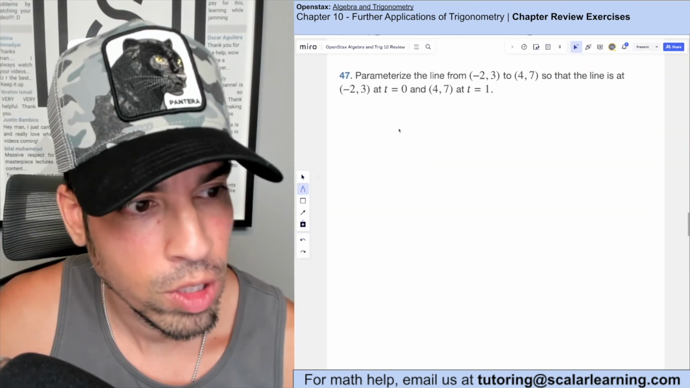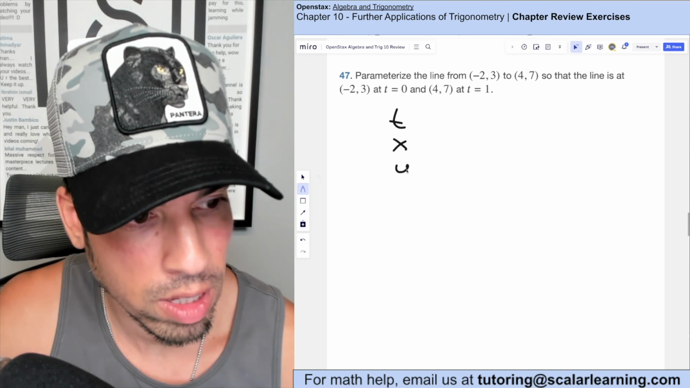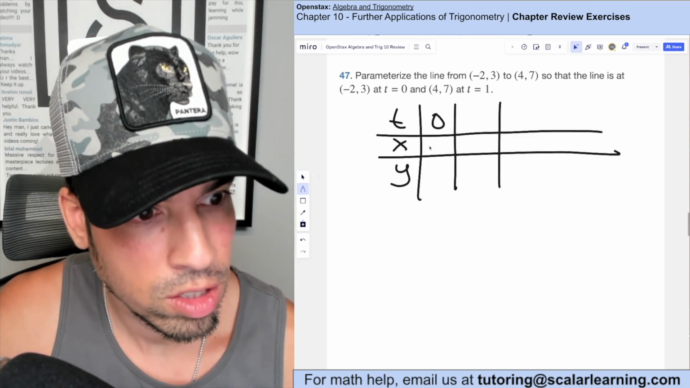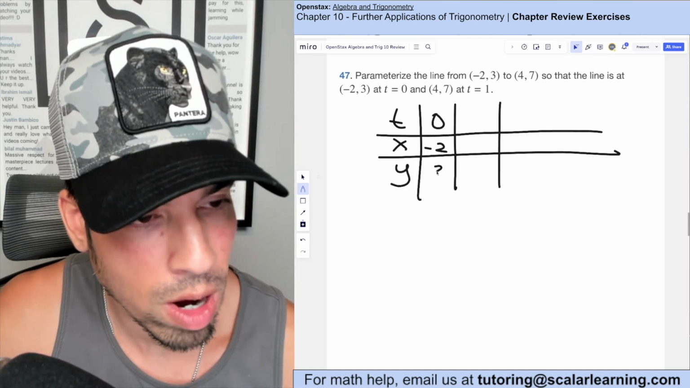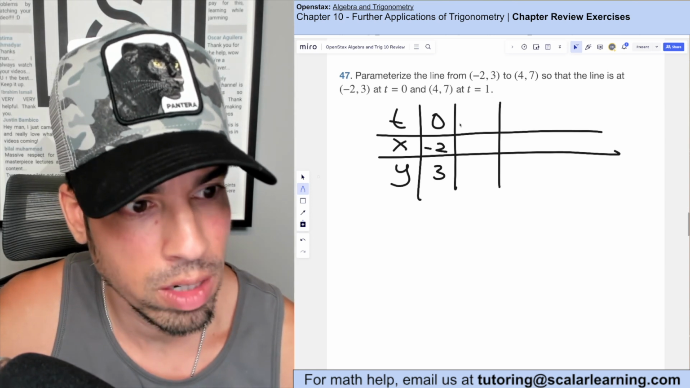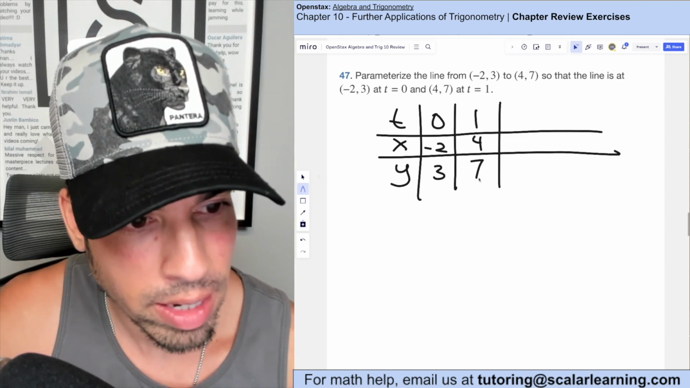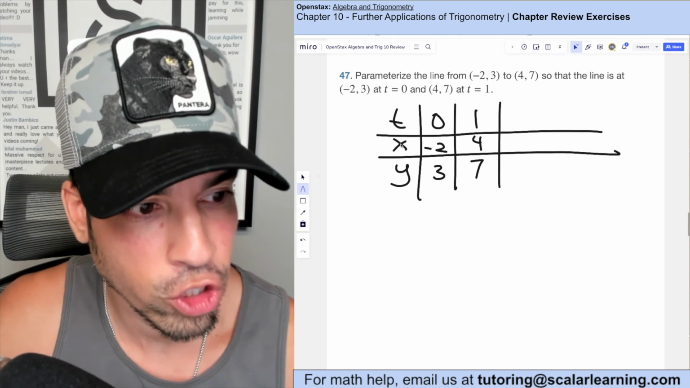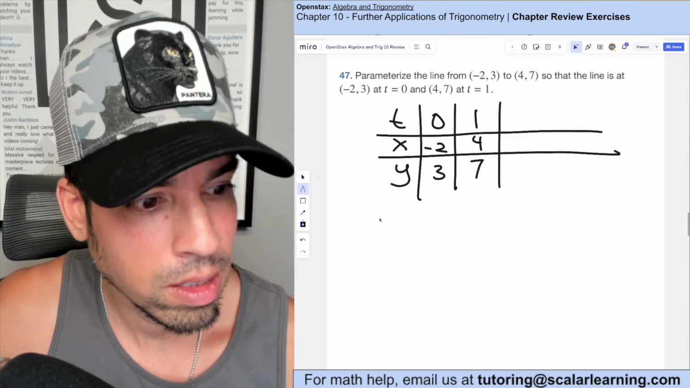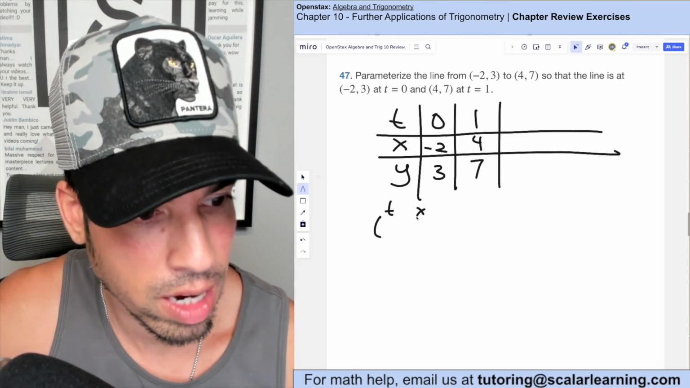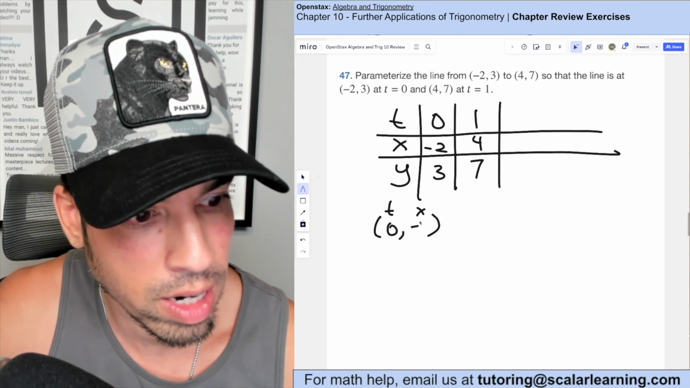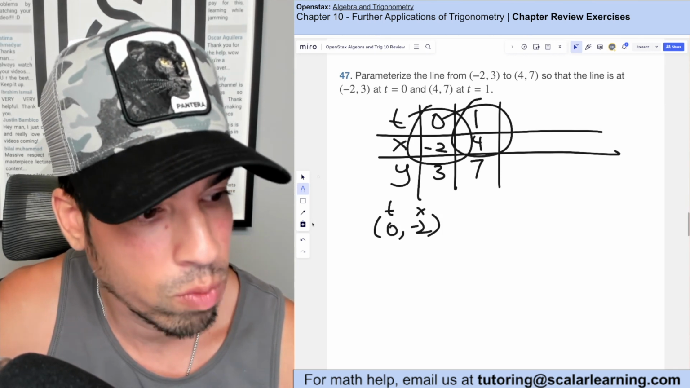Boom, done. So for this one, I'm going to make a little table to start like so. And we know that when t is 0, x is -2, y is 3. And when t is 1, x is 4 and y is 7. So first I'm going to come up with my equation for x in terms of t. So I basically have two coordinates in terms of a t, x coordinate. I have 0, -2 right here. And then I also have 1, 4.